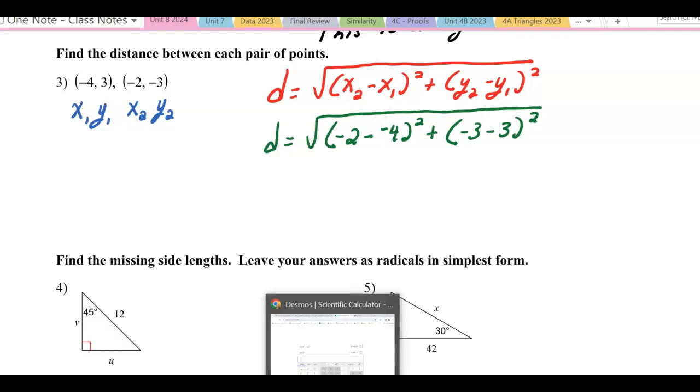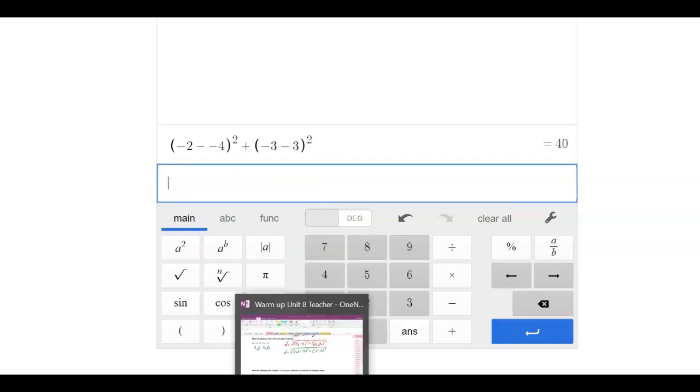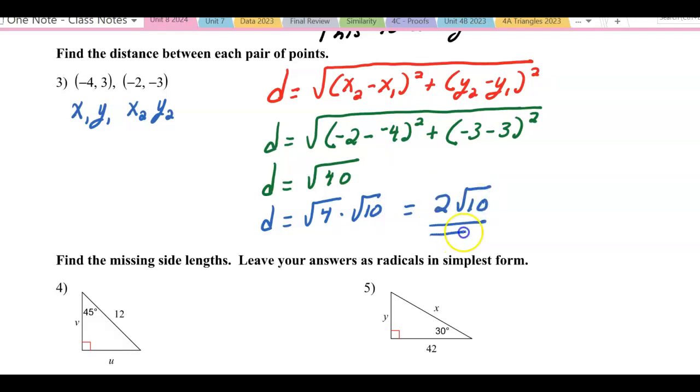Then I'm going to grab my calculator and I'm going to type in -2 minus a -4 squared plus -3 minus 3 squared. Doing that, I get 40. So the distance is the square root of 40. That breaks down to the square root of 4 times the square root of 10. So the final answer is going to be 2 square root of 10.